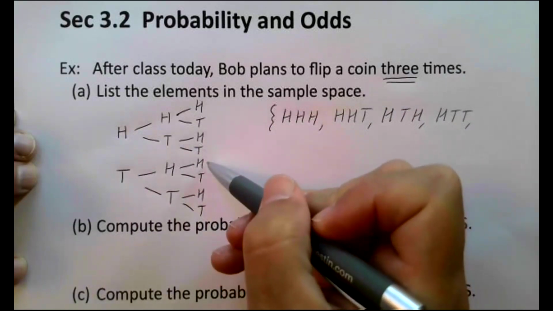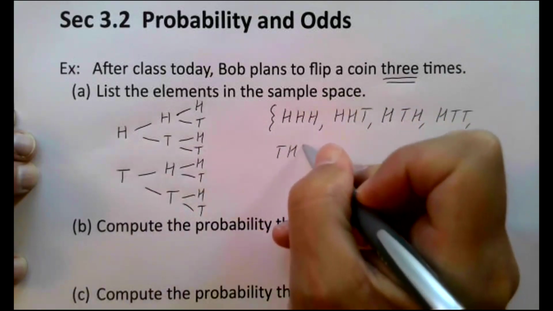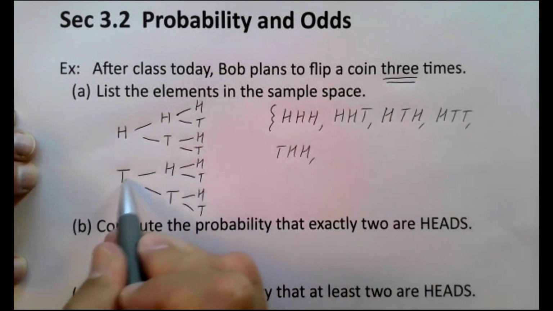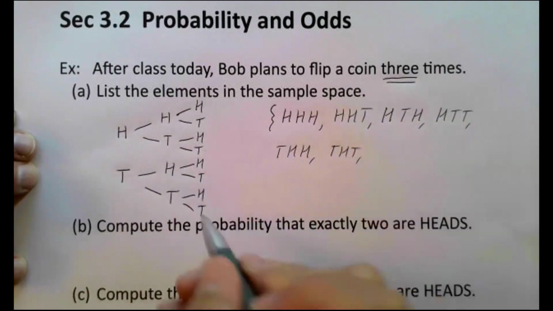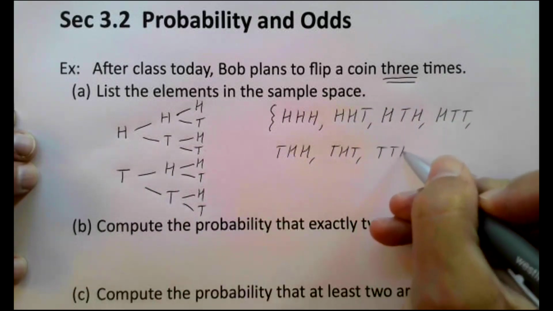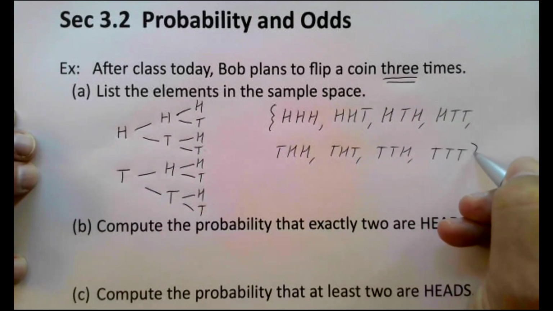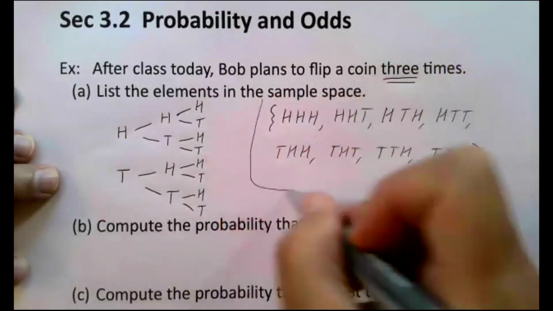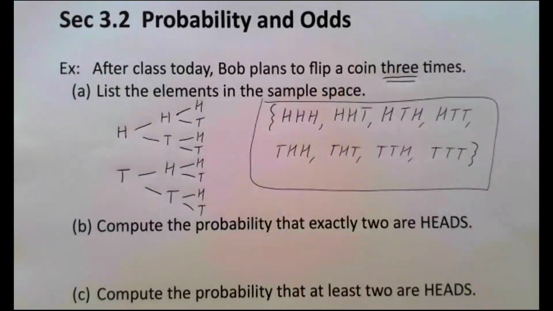And then we come down to the fifth one. That started here. Tail, head, head. Tail, head, tail. Tail, tail, head. And then finally, the last one is tail, tail, tail. And those are the 8 things that could happen if Bob flips a coin 3 times. There are 8 things, 8 elements in my sample space.